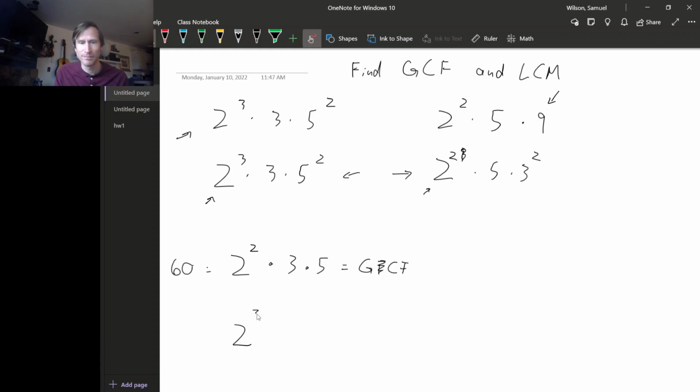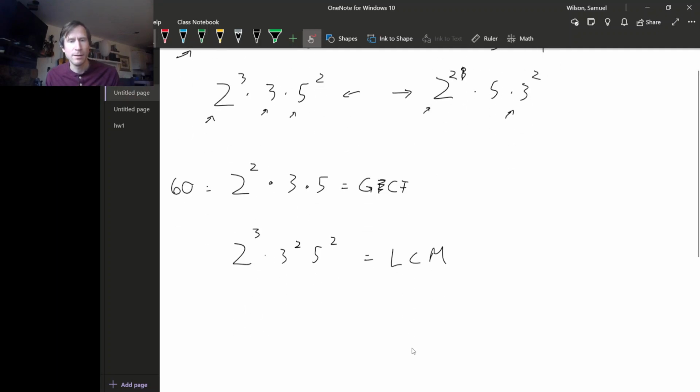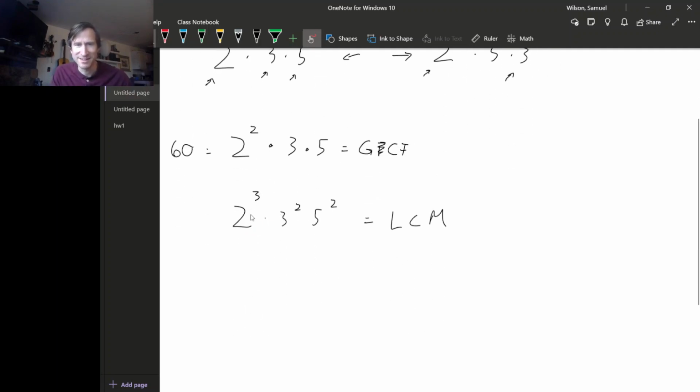So 2 cubed, and then looking at our 3s, we need at least 2 copies of 3, because this one has a 3 squared, so times 3 squared. And then looking at our 5s, we need at least 2 copies of 5, because this one has a 5 squared, so 5 squared. So this is our least common multiple. And let's see, this is what, 8 times 9 times 25, whatever this turns out to be.